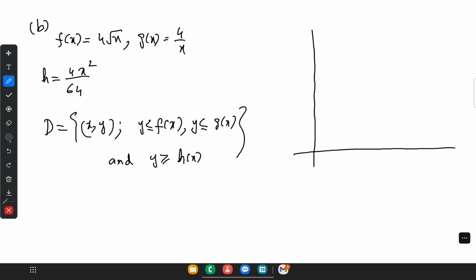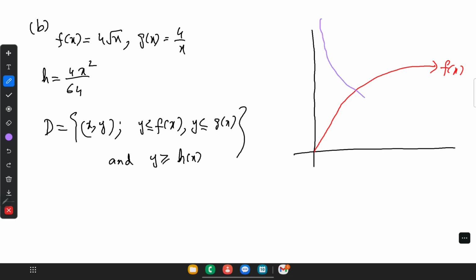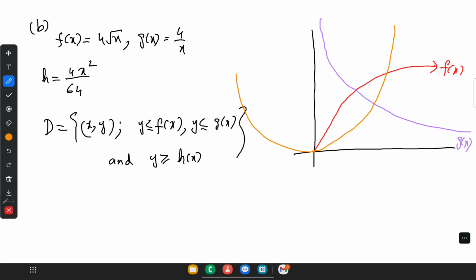So the graph of f of x is, let's change the color. The graph of f of x is this, and the graph of g of x is 4 over x. It is something like that. This is g of x, and the graph of h of x is something like that. This is h of x.